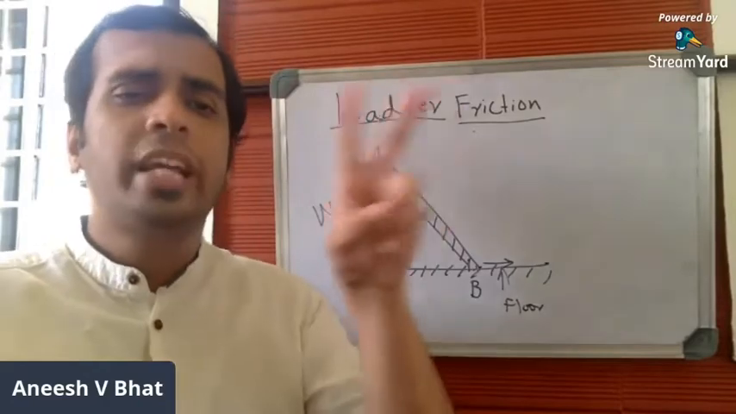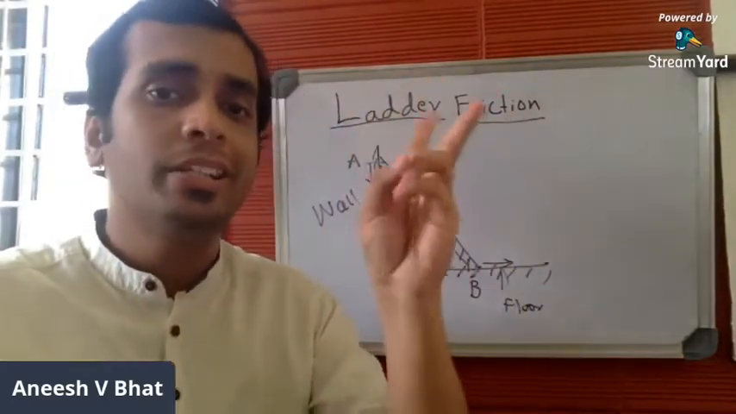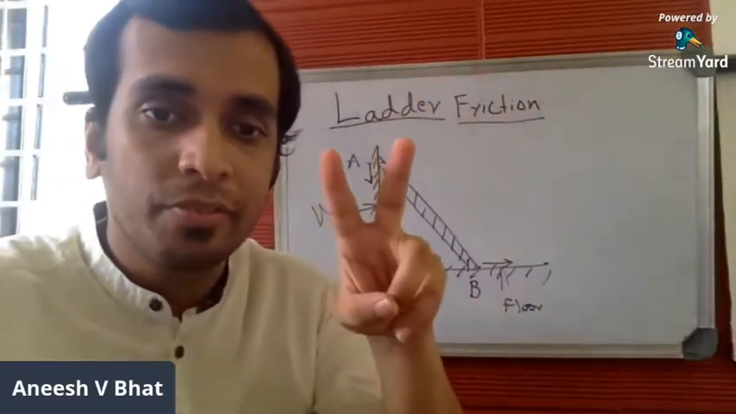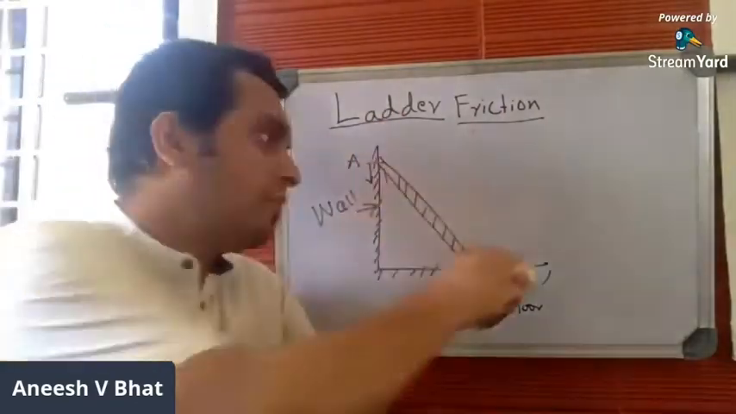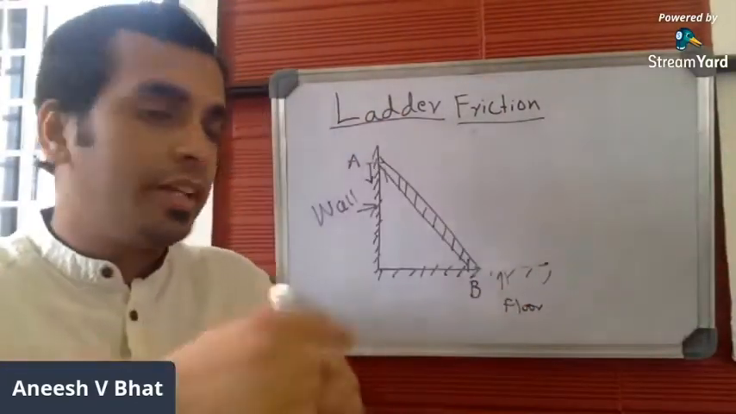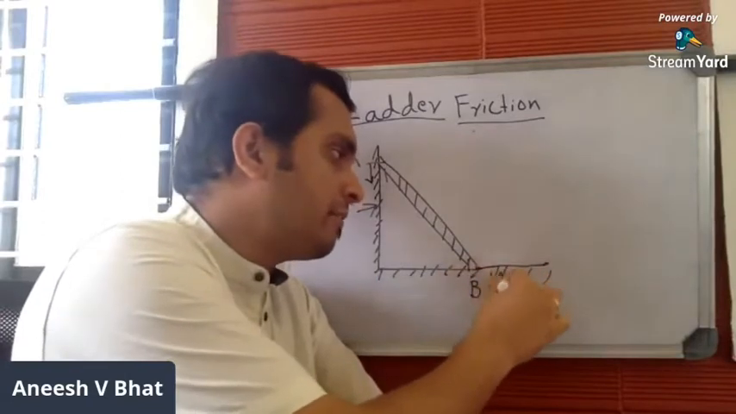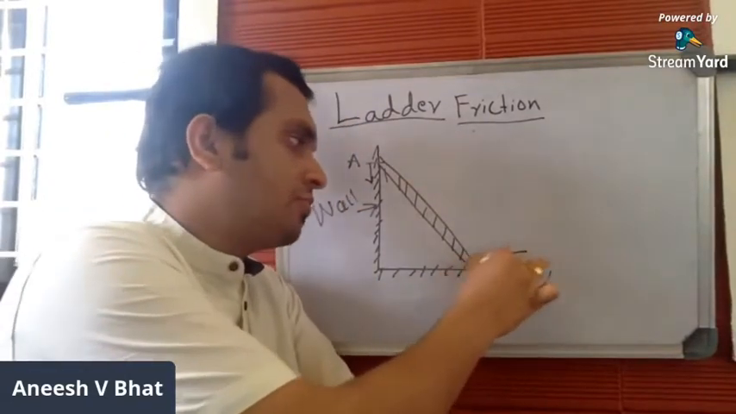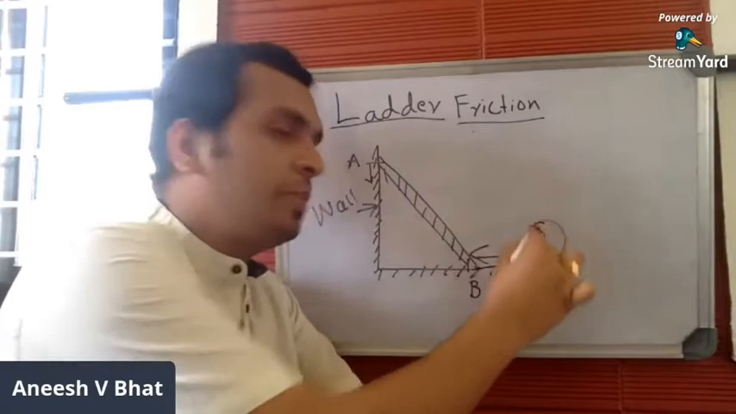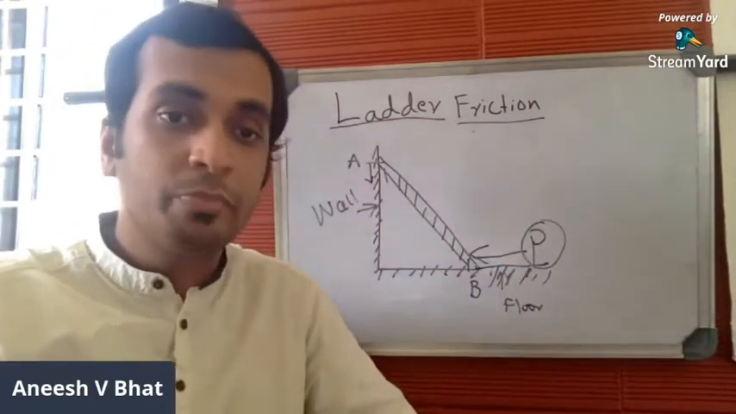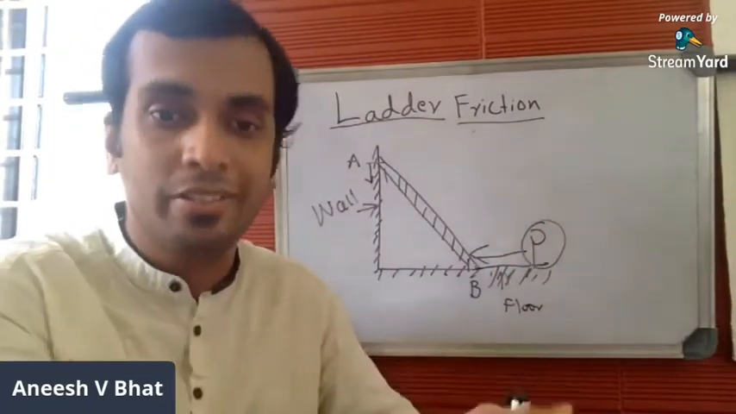There are only two types of problems which may appear under ladder friction. In one of the types, you will be finding the external force P, which is to be applied at the foot of the ladder.